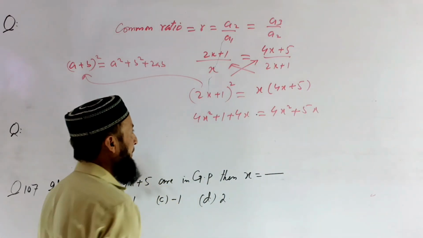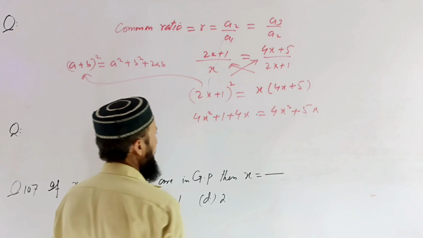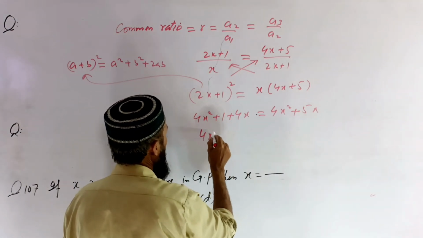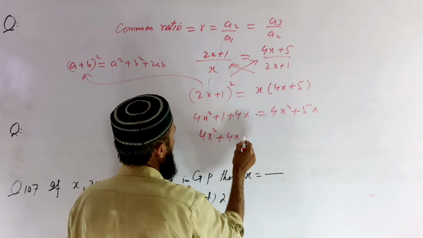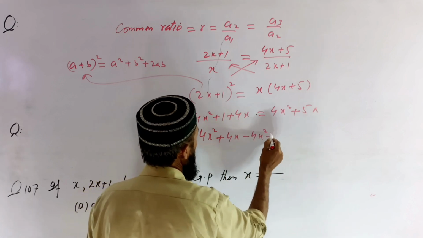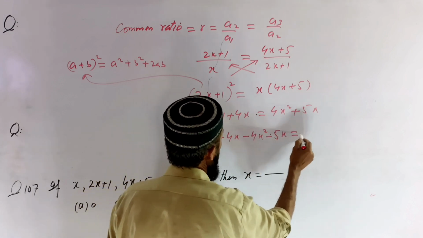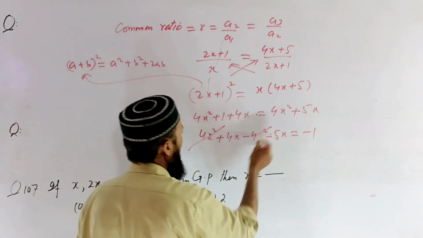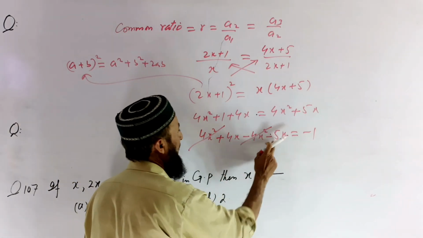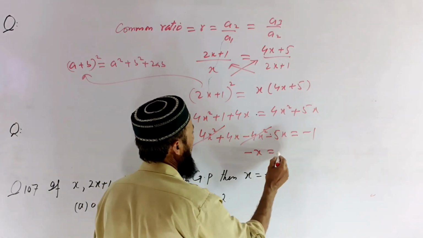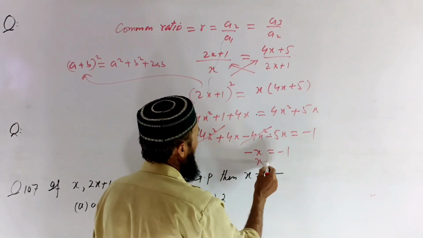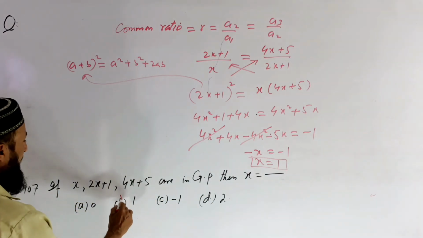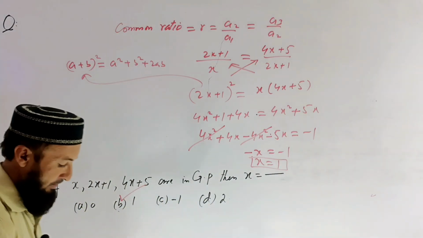Now we eliminate terms, variable to variable sides: 4x square plus 4x minus 4x square minus 5x is equal to minus 1. The constant changes side. So 4x square minus 4x square cancel, 4x minus 5x gives minus x equal to minus 1. Multiplying both sides by minus 1, x is equal to 1. The correct option is B.